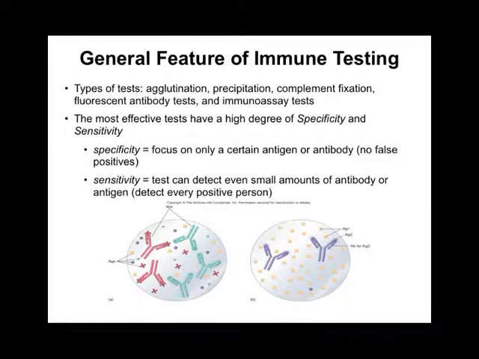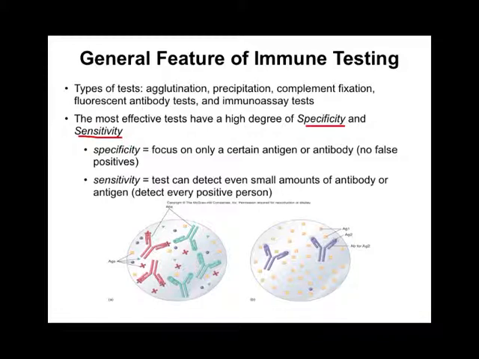Before we look at some of the specifics, let's take a look at some of the general features of immune testing. There are many diverse immunologic tests available, using antibodies and antigens as tools. After we look over this quick overview, we'll take a look at each individual type. There are several different types of tests: agglutination, precipitation, complement fixation, fluorescent antibody tests, and immunoassay tests. The most effective tests have a high degree of specificity as well as strong sensitivity.